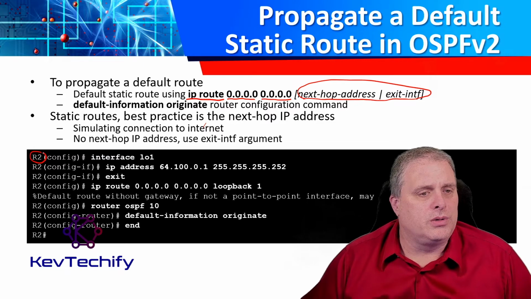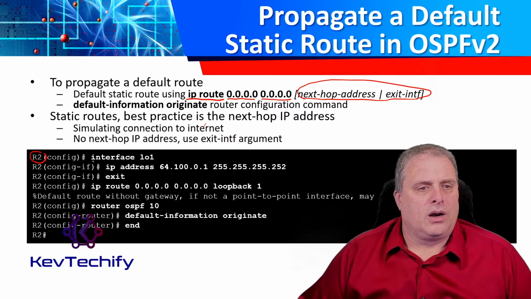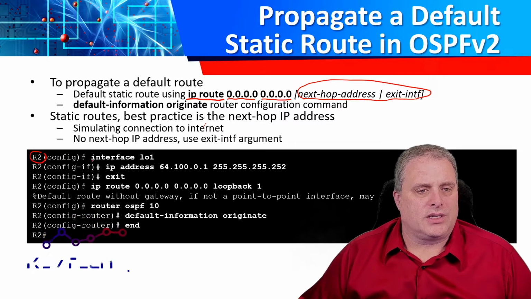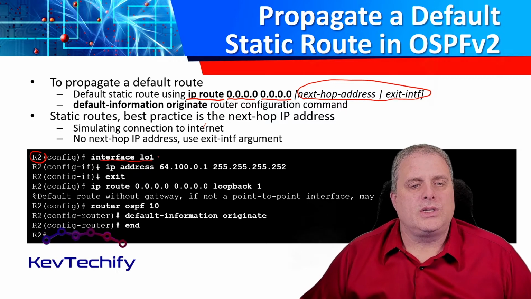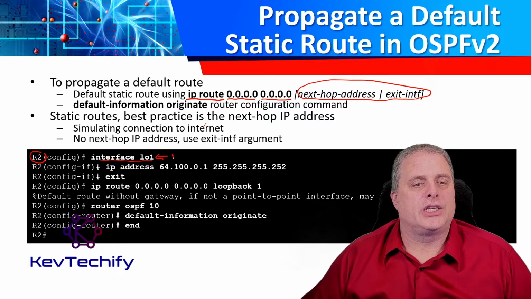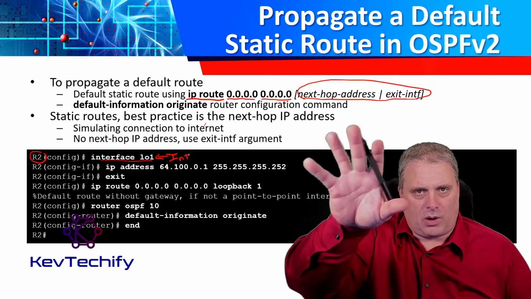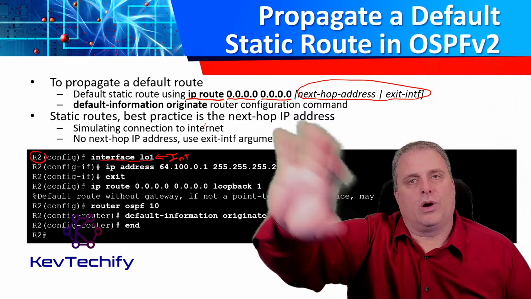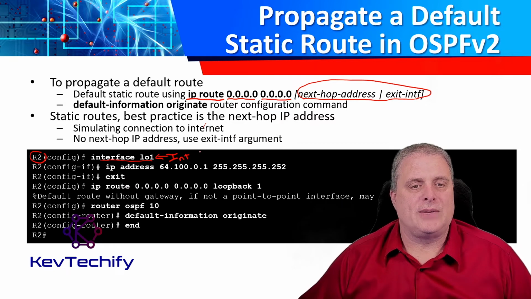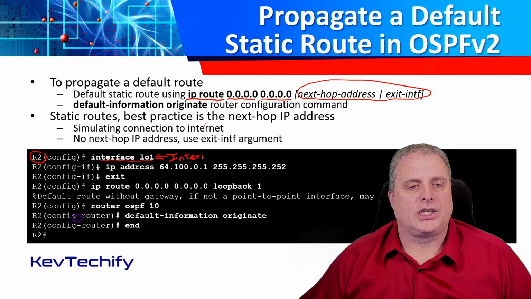Here we are on R2. On R2, we set our loopback interface of 1. That was our simulated connection to the internet. That was off of that top router in our diagram where it went off to the internet. So that simulates our internet connection here.